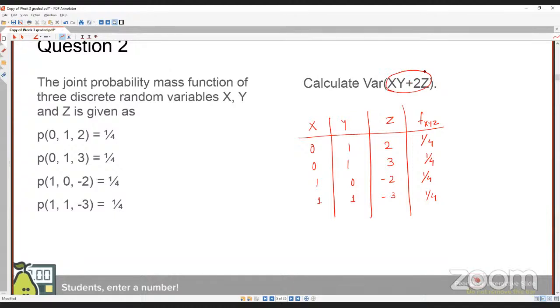Now we have to look at what all values your random variable xy plus 2z will take. So I will just make another column here, that is xy plus 2z. Okay. So look at the first row. xy is 0 times 1, that is 0, and plus 2 times 2, that is 4. So it becomes 4. The second one becomes 6. Third one becomes -4, and fourth one becomes -5.